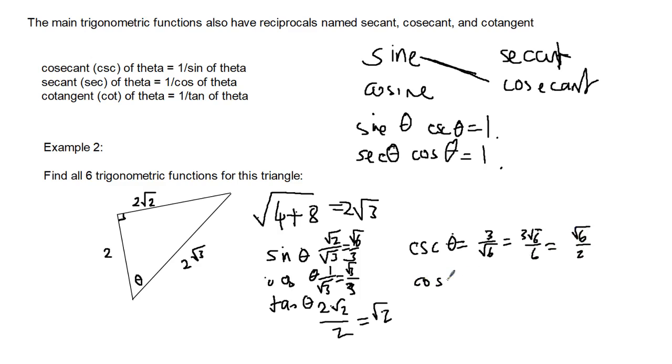Secant theta is equal to 3 over square root 3, which is just square root 3. And cotangent of theta is equal to 1 over square root 2, which is square root 2 over 2. And that's it.